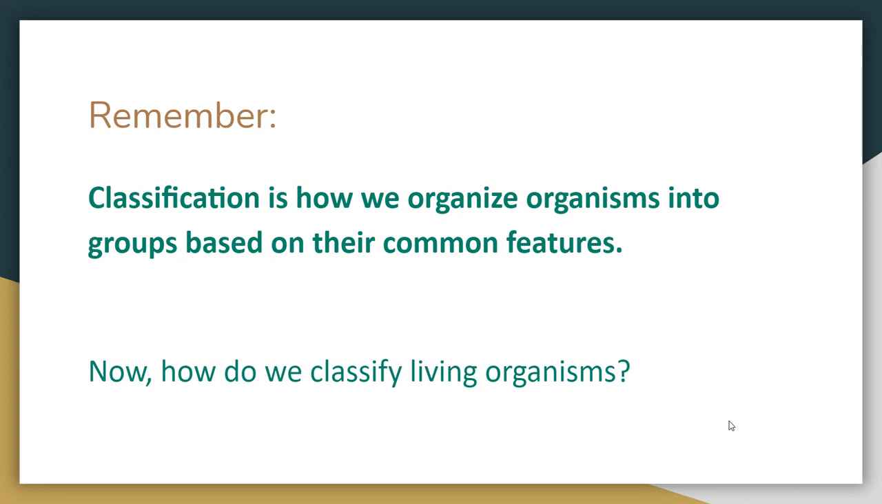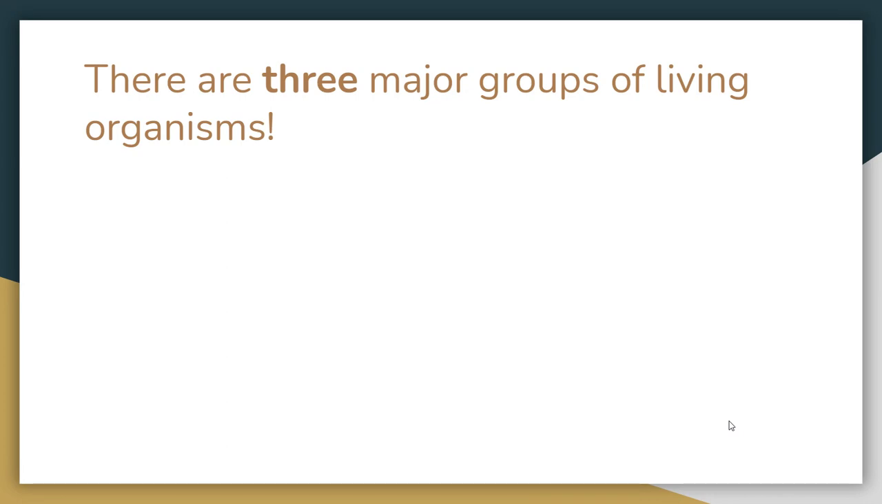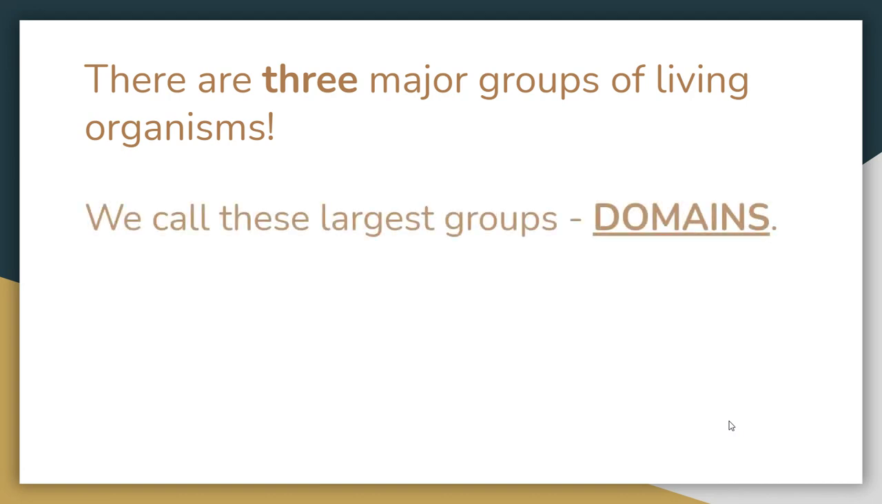So, how do we actually do that? And what is the biggest group that we've classified the organisms around us into? There are 3 main, large, all encompassing general groups of living organisms. And those groups are called domains. So that's the biggest category, and there's 3 of them.